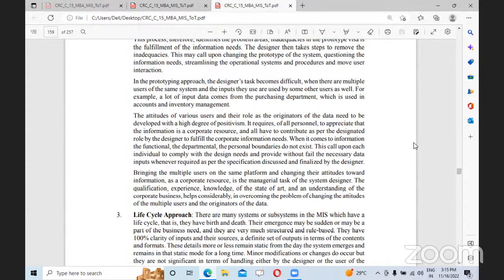The attitudes of various users and their role as the originators of the data need to be developed with a high degree of positivism. It therefore requires all personnel to appreciate that information is a corporate resource and all have to contribute as per the designated role by the designer to fulfill the corporate information needs. When it comes to information, functional, departmental, and personal boundaries do not exist. This can help the individual to comply with the design needs and provide without fail the necessary data inputs whenever required, as per the instructions discussed and finalized by the designer.